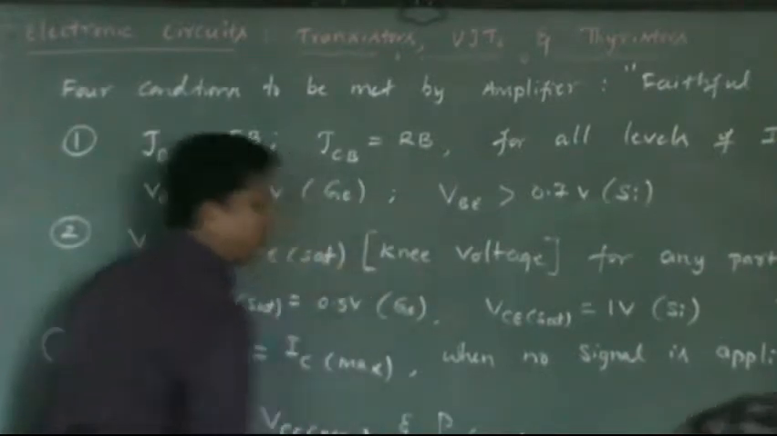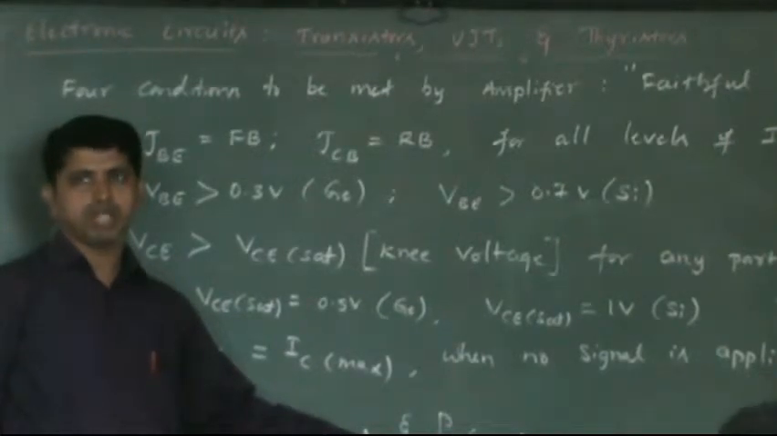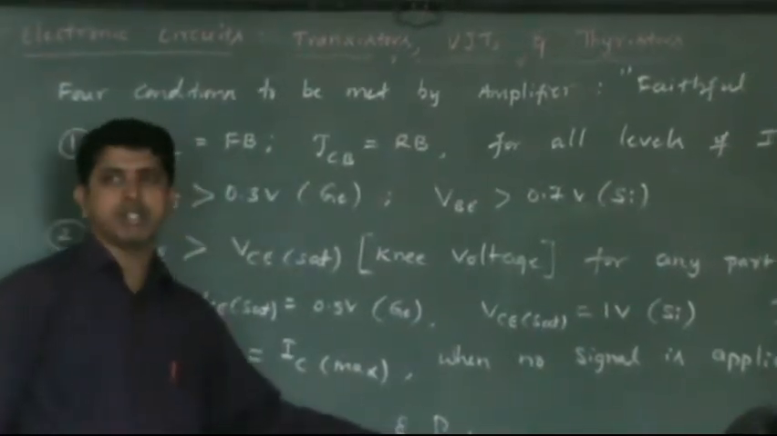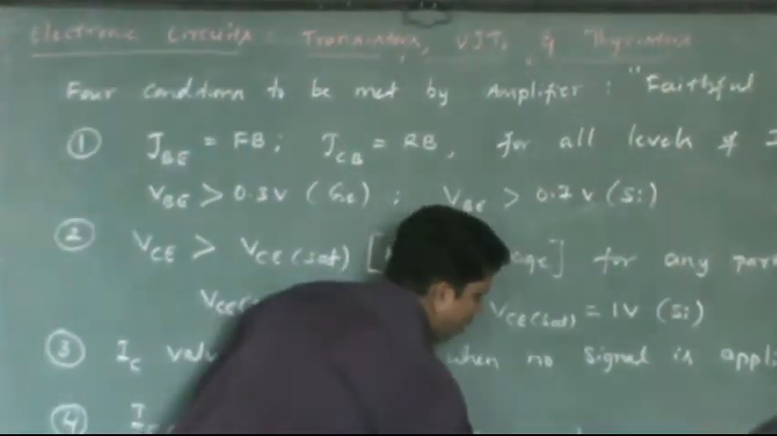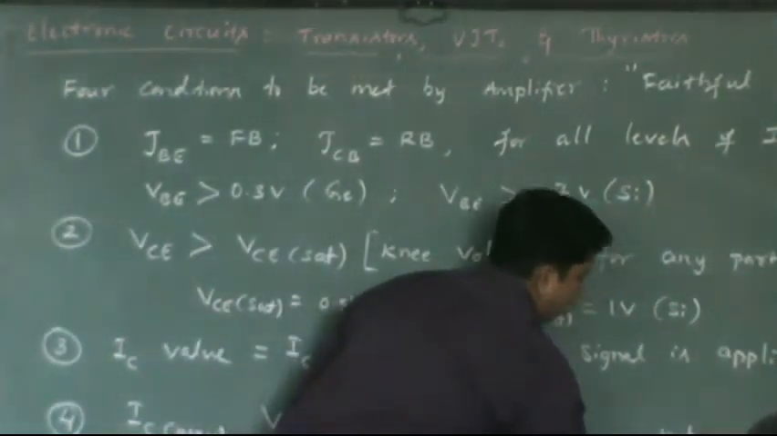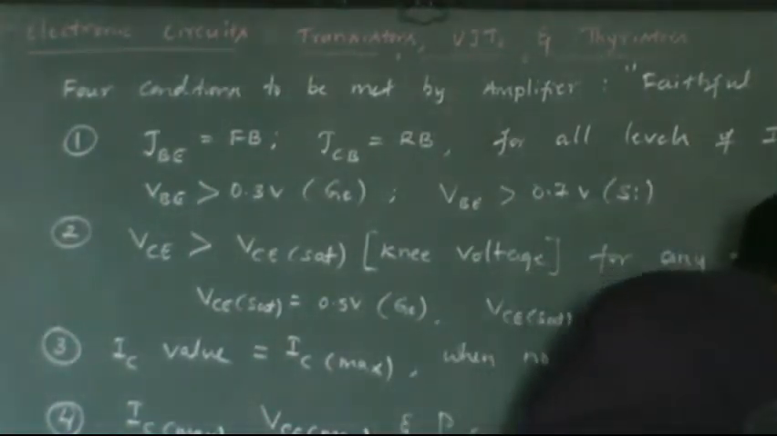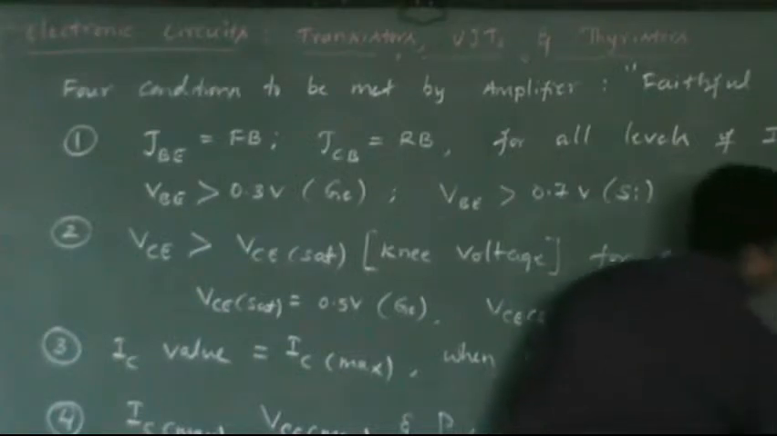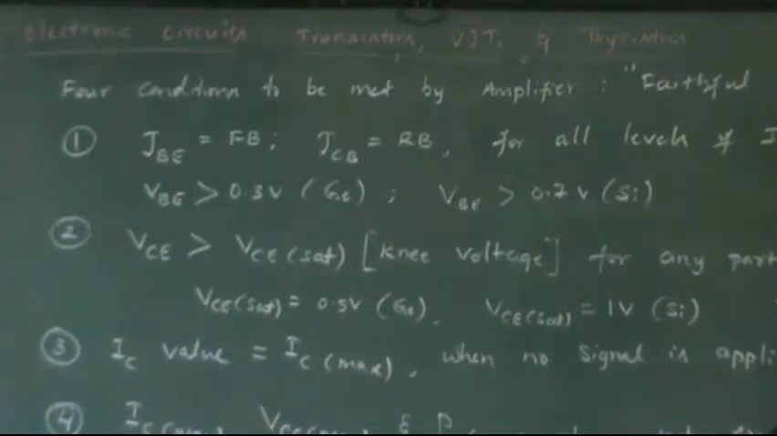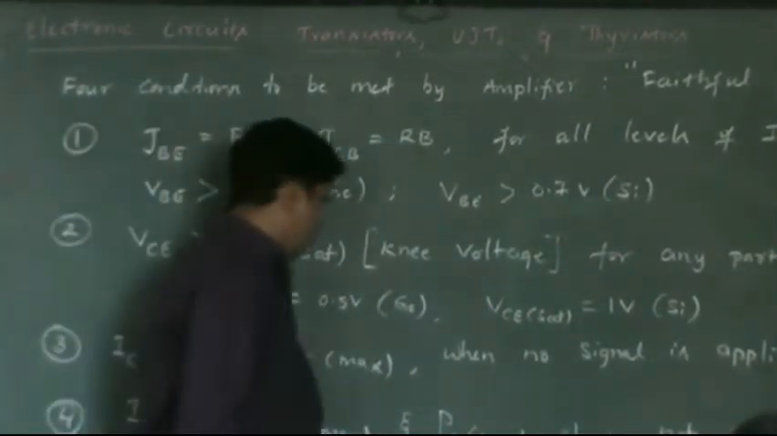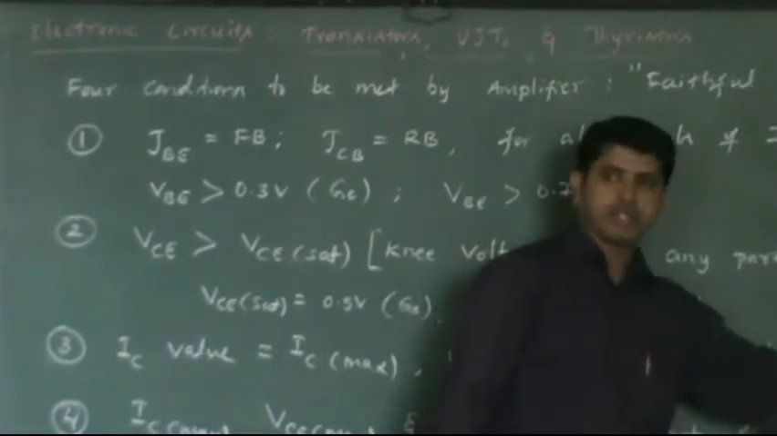PD means power dissipation. This stands for power that is dissipated across the bipolar junction transistor. Maximum power dissipated across the bipolar junction transistor should not exceed its maximum ratings. If you exceed this rating, definitely you are going to get distortion at the output. These conditions, IC max, VCE max, PD max, should be within the ratings.